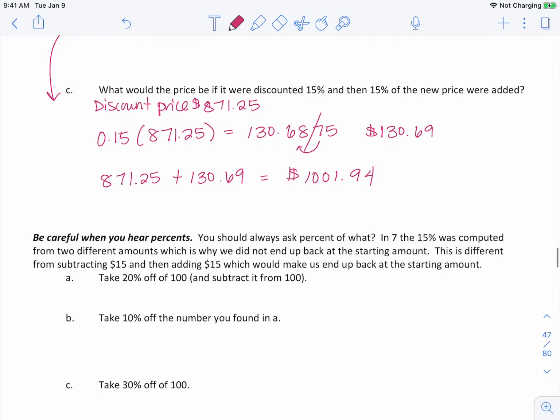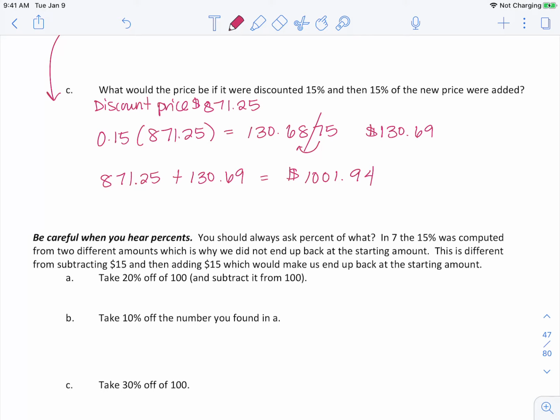So it says, be careful when you hear percents. You should always ask percent of what? In number 7, the 15% was computed from two different amounts, which is why we did not end up back at the starting amount. This is different from subtracting $15 and then adding $15, which would make us end up back at the starting amount.